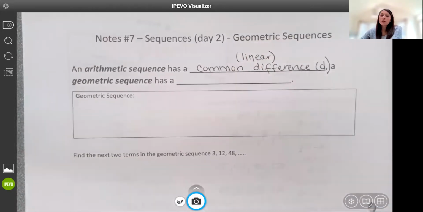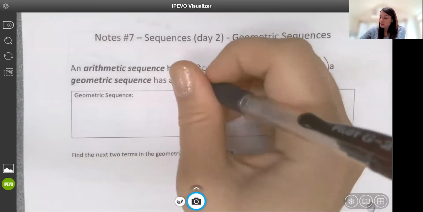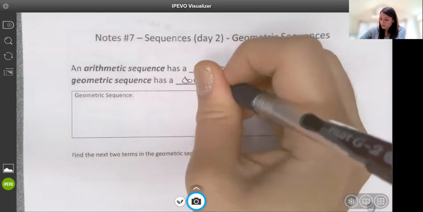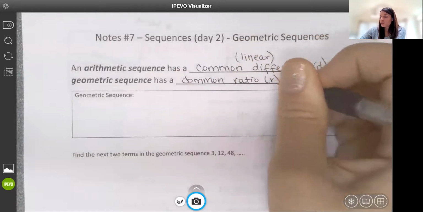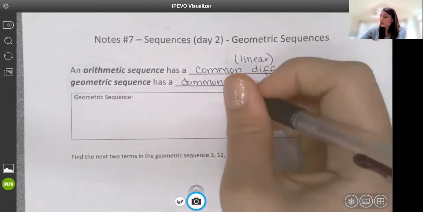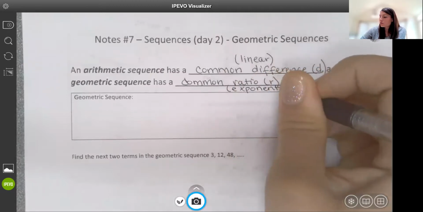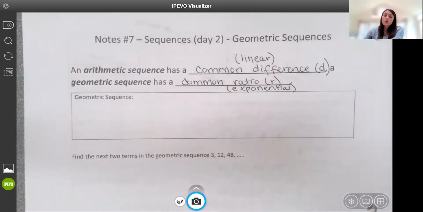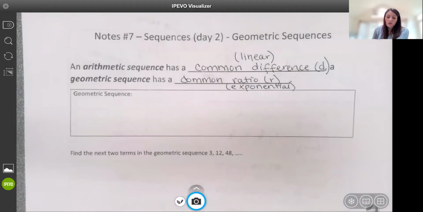The other type of sequences that we're going to look at are geometric sequences. Geometric sequences have a common ratio, which we use the variable r to represent, where instead of being linear, they're exponential. Okay, so those graphs are going to grow or decay, like our exponential functions earlier this unit.